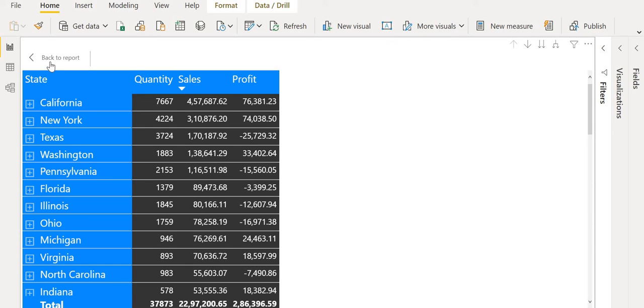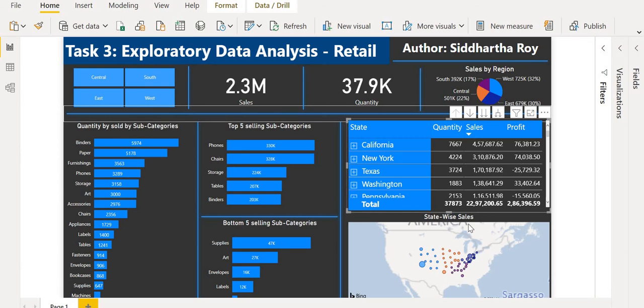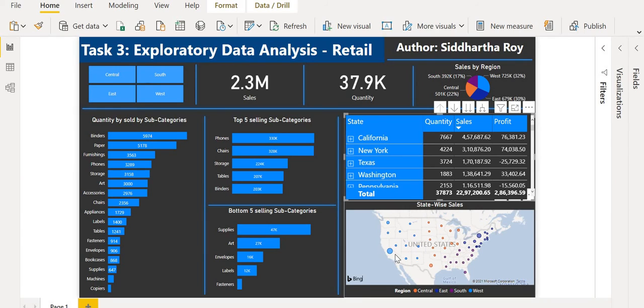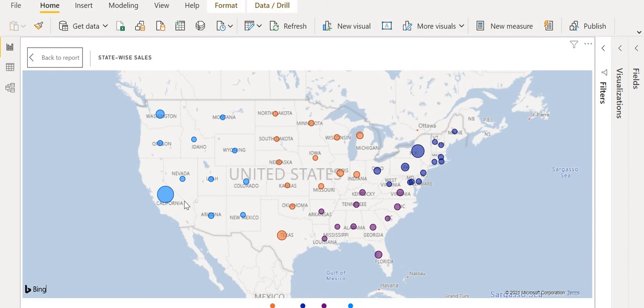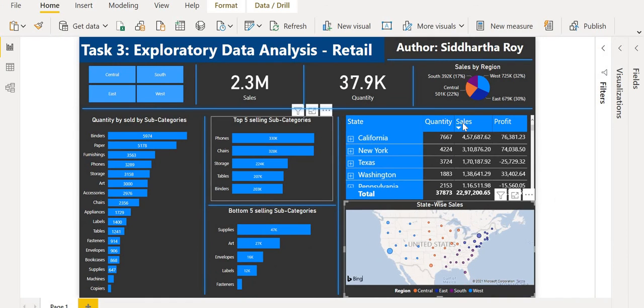Similarly, if we go back to the report and check the map, let me put it into focus mode first. Here is California, and the bubble is huge compared to all the other states. As we hover over it, we can see the sales amount as we saw in the matrix.